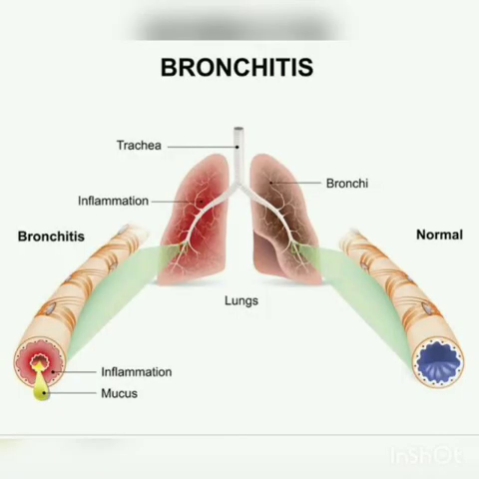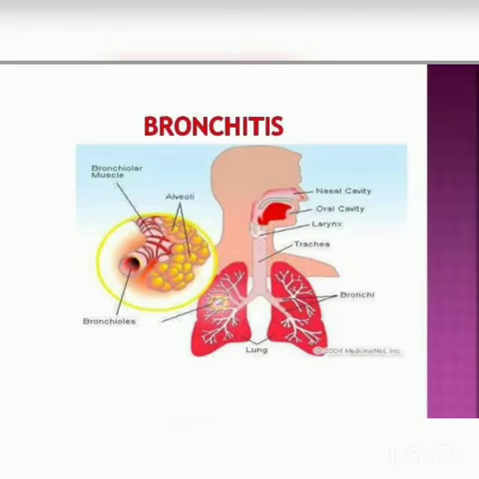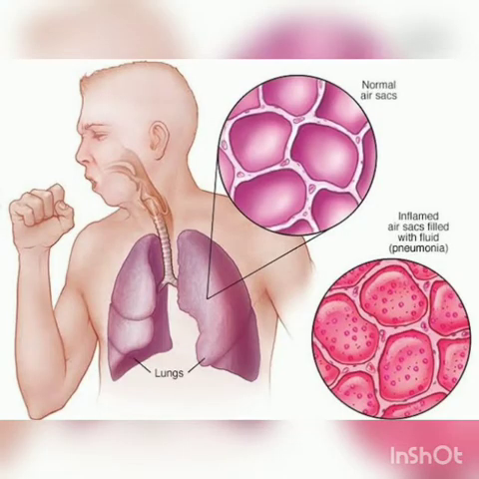Next is bronchitis. The bronchi, when they get inflamed due to pollution, smoke and cigarette smoking, cause bronchitis. The symptoms of this are cough, shortness of breath and sputum in the lungs. Sputum means phlegm.